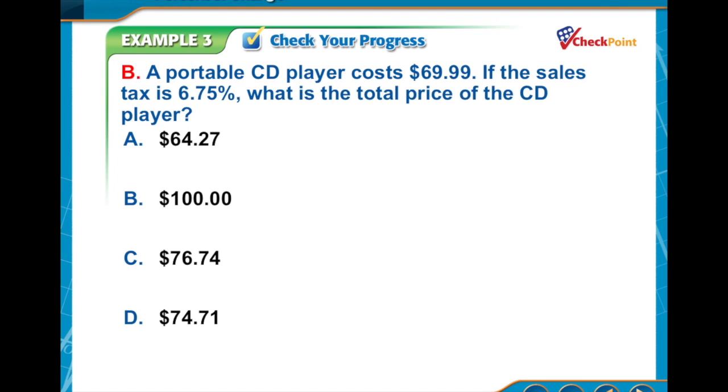So 3B, similar type problem. We're talking about sales tax added to a purchase. A portable CD player originally is $69.99, but we have to pay an additional 6.75% tax. So what we need to know is, what are we going to actually have to pay? What's the total price when we go to make this purchase?